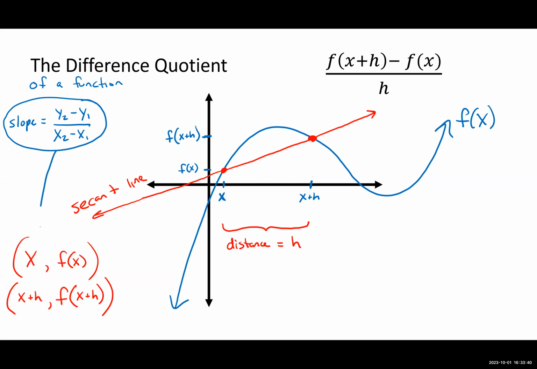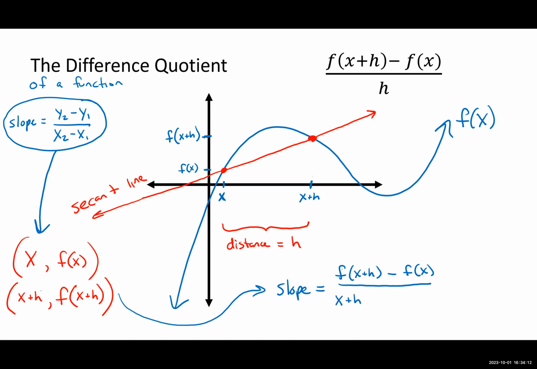So if we take the slope formula and replace the x's and y's with these, what we have here in red, we'll get that the slope is equal to, we do the same thing, y value minus y value divided by x value minus x value. So we get f of x plus h minus f of x, so the y minus the y, divided by the x. So the x plus h is one x value minus the other x value.